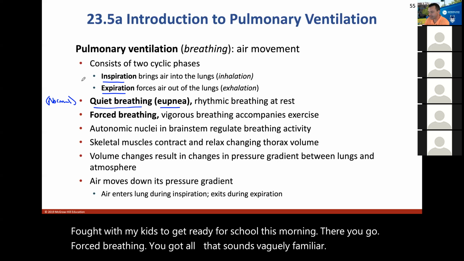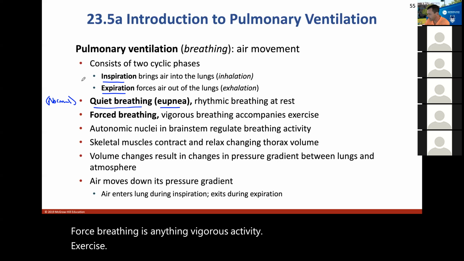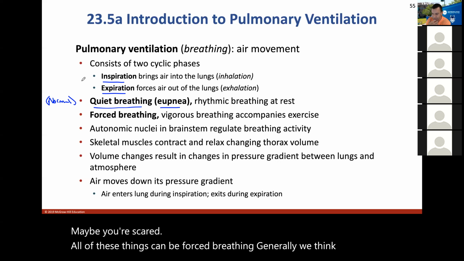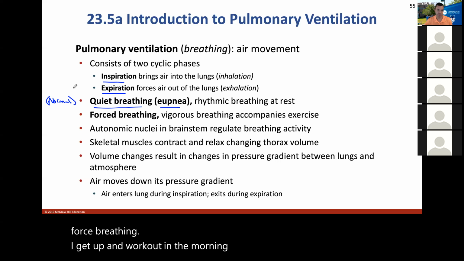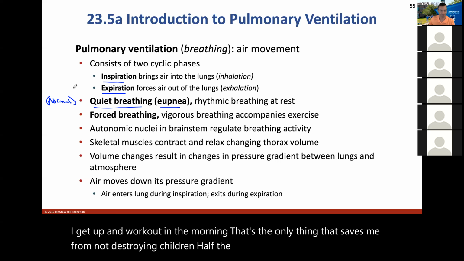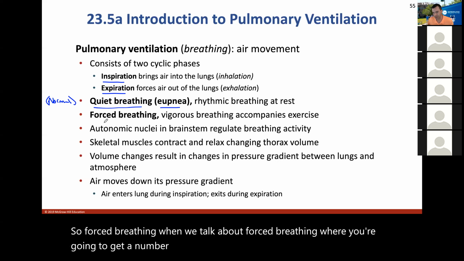Forced breathing is anything vigorous. So activity, exercise. Maybe you're scared, excited. All of these things can be forced breathing. Generally, we think of exercise as forced breathing. Okay? I get up and work out in the morning. That's the only thing that saves me from destroying children half the time, I feel like. Okay. So forced breathing. When we talk about forced breathing, we're going to get a number of other different muscles involved in here. And we'll talk about that, I believe, on the next slide.